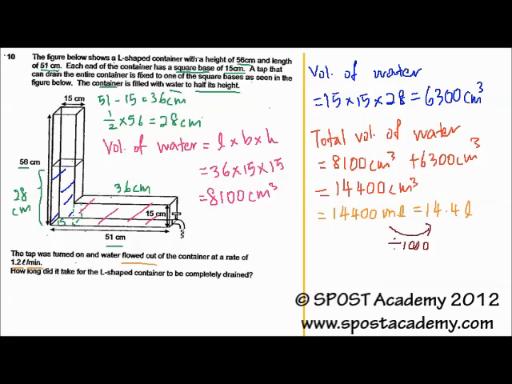Okay? So if every minute 1.2 liters of water actually flow out, to find how long it takes for it to be completely drained, I just need to use 14.4 liters divided by the rate of 1.2, and we will get 12 minutes.